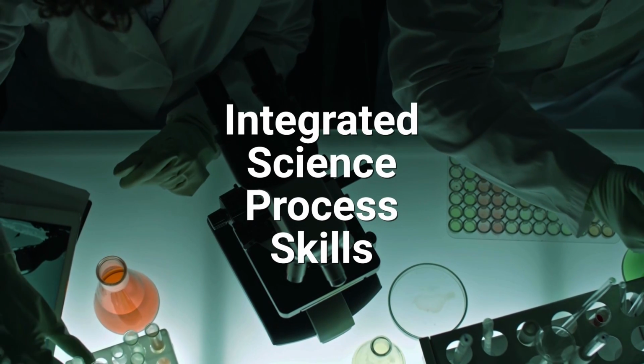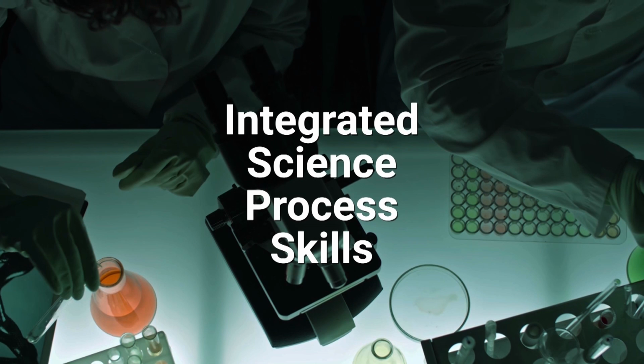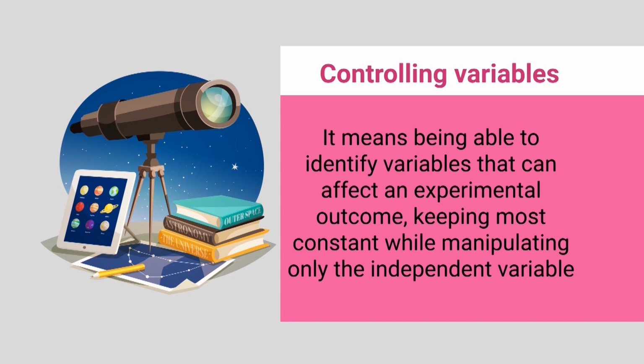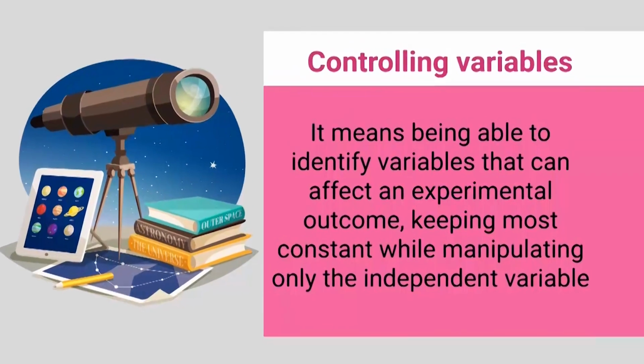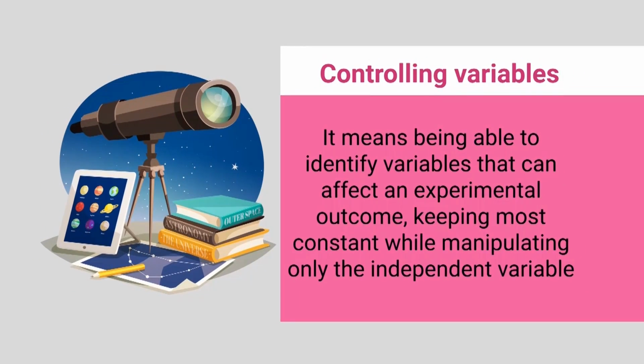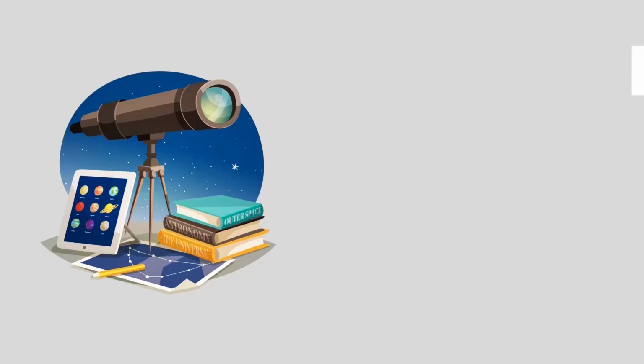Integrated science process skills. Let us have a look at these skills now. Controlling variables. It means being able to identify variables that can affect an experimental outcome, keeping most constant while manipulating only the independent variable. For example, realizing through past experiences that amount of light and water need to be controlled when testing to see how the addition of organic matter affects the growth of beans.